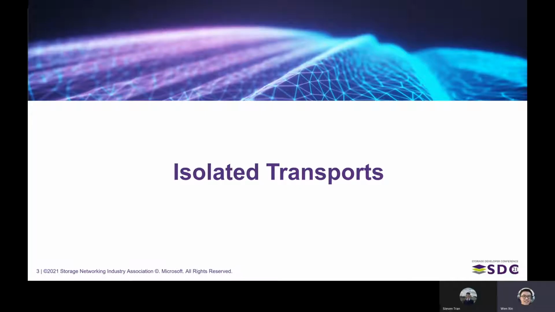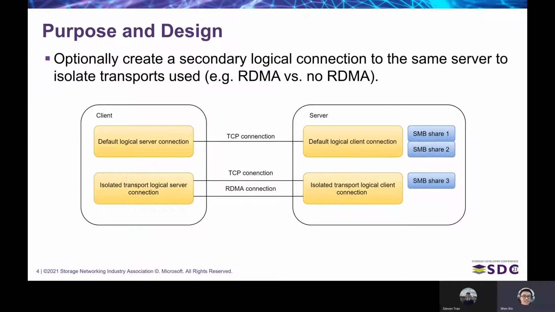So the first area we will talk about is isolated transports. This is a feature we introduced earlier this year. It may not have been released, but here is the design concept. Before this feature, you could only have one logical connection between the client and server. So any sessions or tree connects must share the same underlying SMB connections.